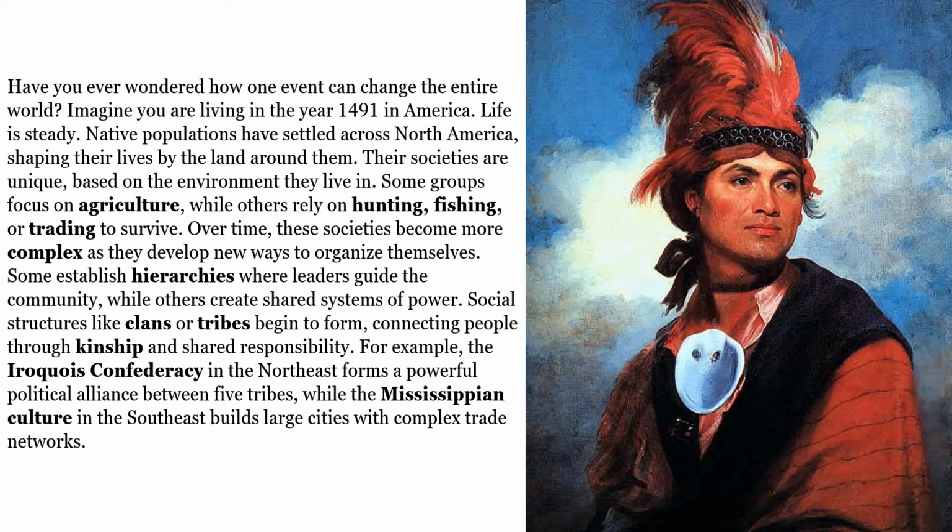Over time, these societies become more complex as they develop new ways to organize themselves. Some establish hierarchies, where leaders guide the community, while others create shared systems of power. Social structures like clans or tribes begin to form, connecting people through kinship and shared responsibility. For example, the Iroquois Confederacy in the Northeast forms a powerful political alliance between five tribes, while the Mississippian culture in the Southeast builds large cities with complex trade networks.